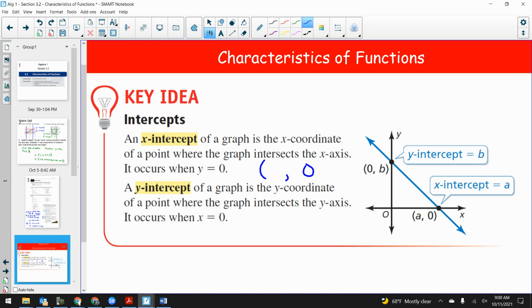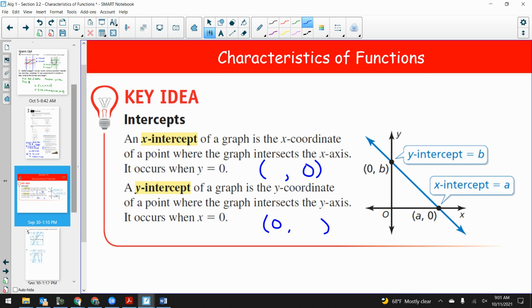The coordinate 0, something, for an X-intercept, and 0, something for my Y-intercept. Remember, the word intercept means to get in the way of, or to cross paths of. So if I'm talking about the Y-intercept, I'm saying, where does the Y-axis intercept my line? Where does the Y-axis get in the way of my line? That's what I'm looking at here.